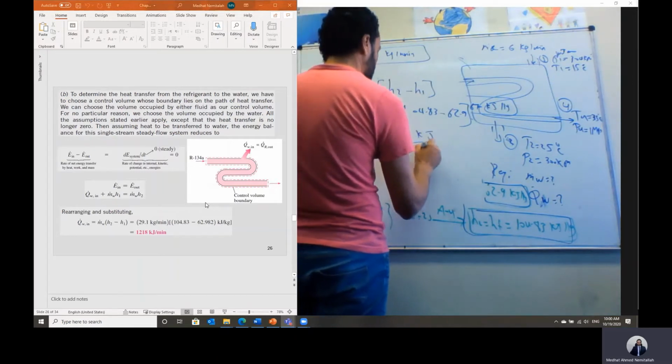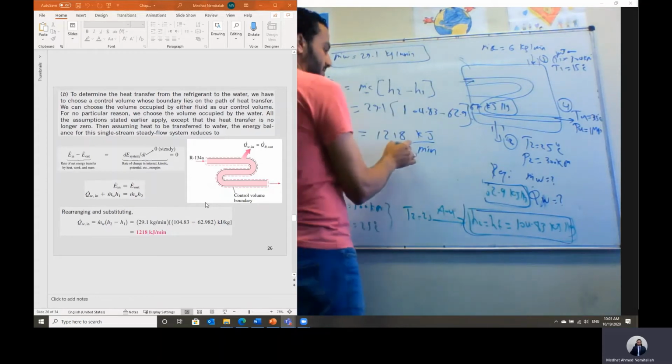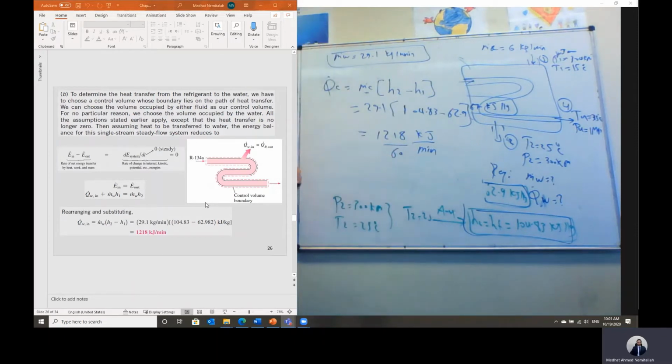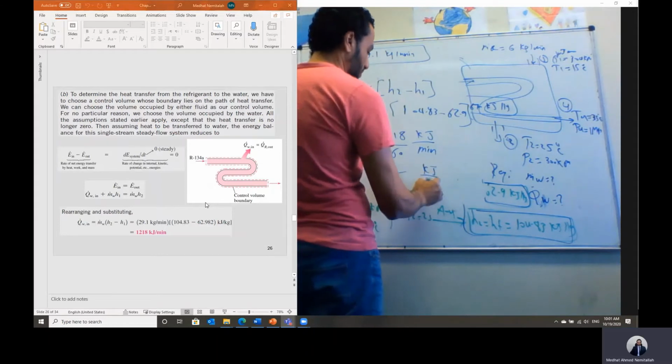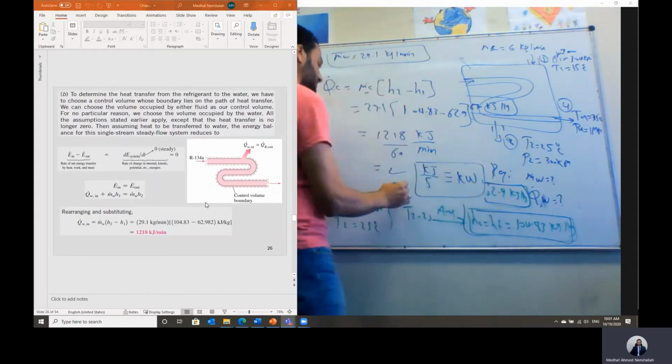1218 kilojoule per minute. But we usually need it in kilojoule per second, which is kilowatt. So we can convert minute to second. We can just divide here by 60. Then we can calculate this value in kilojoule per second, which we call kilowatt in this case.